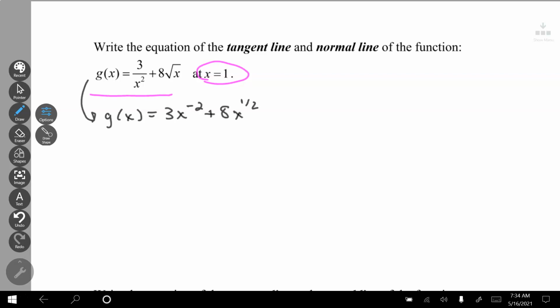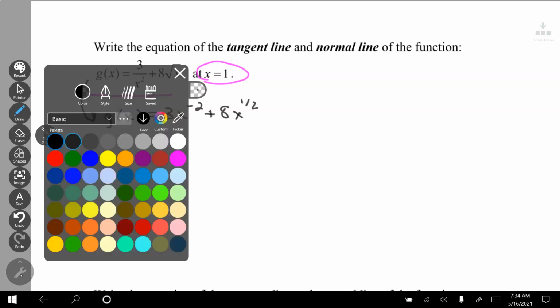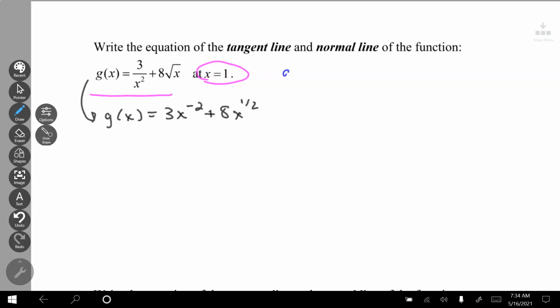Okay, because I can't take the derivative in another form, I can't find the value. I could plug 1 in here and do g of 1, which is going to be 3 over 1 squared plus 8 over the square root of 1, which is just 11. So I have the point (1, 11). So I don't have to rewrite it to find the y value. I need to rewrite it to take the derivative.